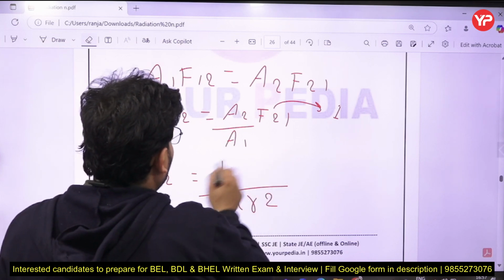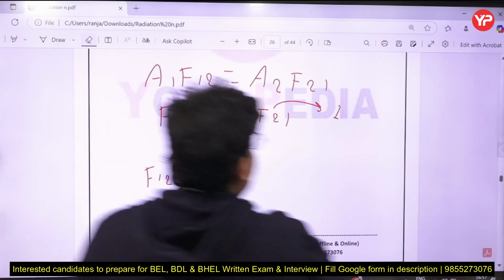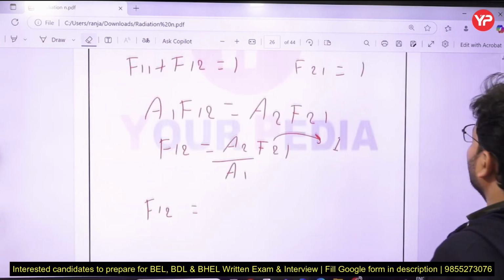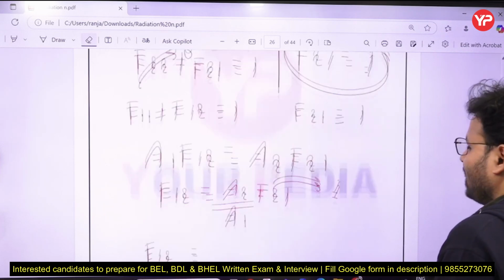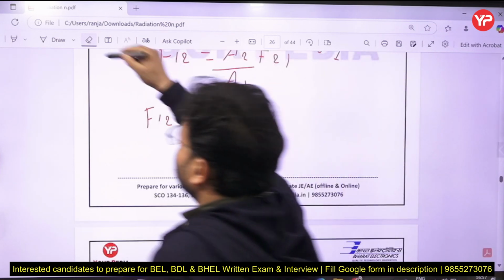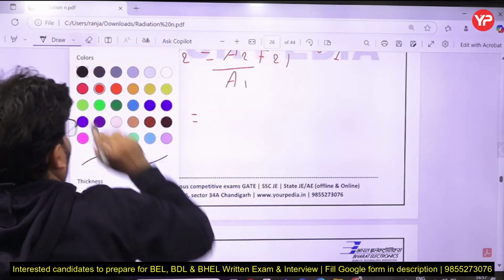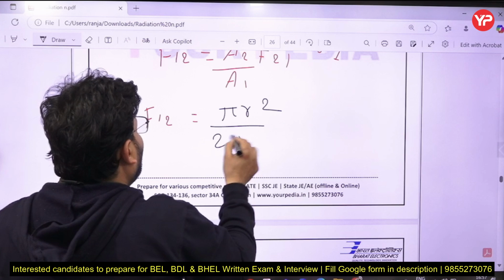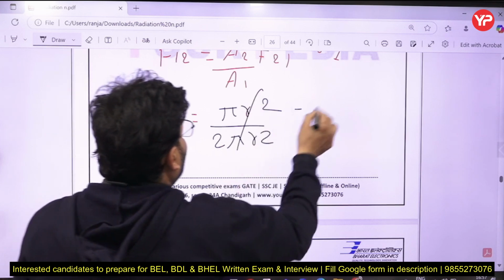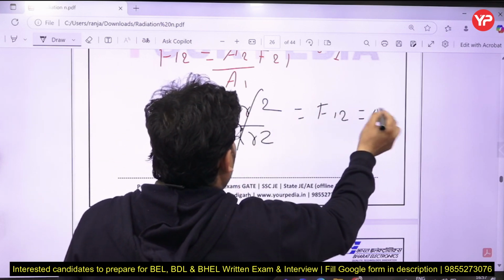A2. So what is 2, my dear friends? What is 2? Sir, 2 is our flat surface, here. So 2 is the flat surface. So what will be it? Pi r squared upon 2 pi r squared because of hemispherical. So F12 is coming to be 0.5.